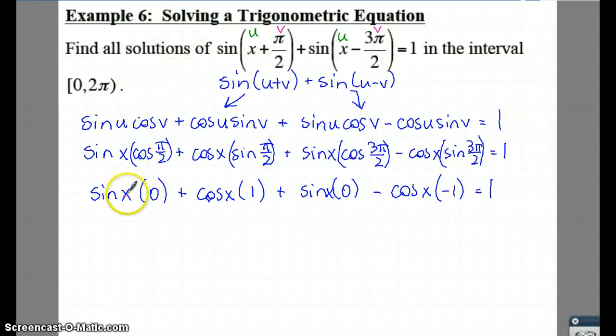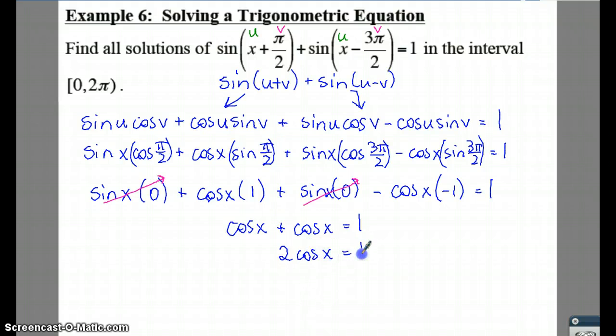If we look at our problems here, we are going to end up with a few values that cancel out. Sine of x times 0, that's gone. Sine of x times 0, that's gone. So we have a cosine of x times 1, which is just cosine of x. Plus, because negative 1 times a negative cosine is positive, you actually have 2 cosine of x equals 1. So we need to divide both sides by 2, and after we plug all these values in, we simplified this expression down to cosine x equals 1/2.